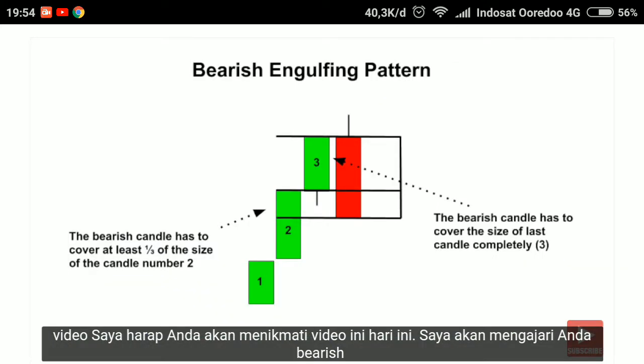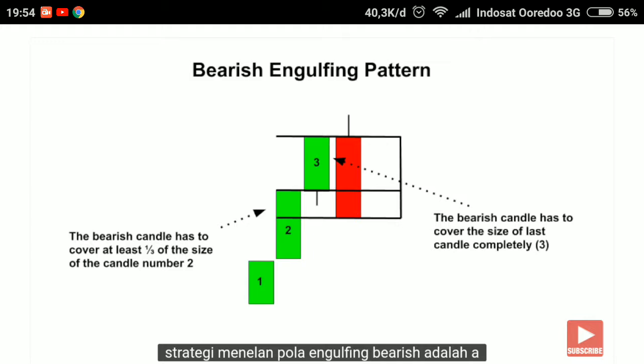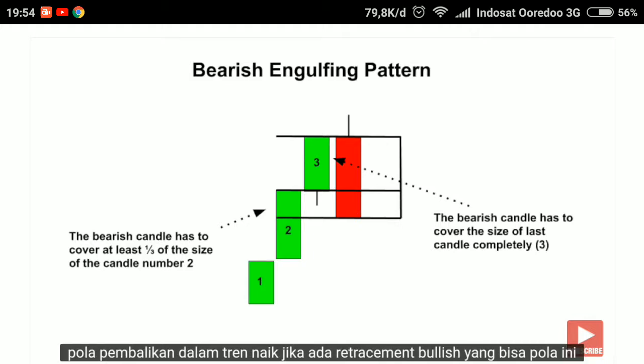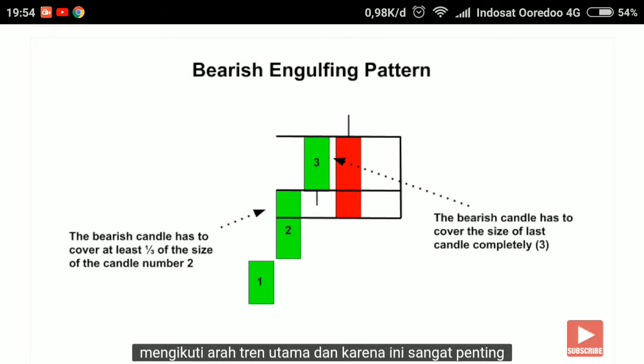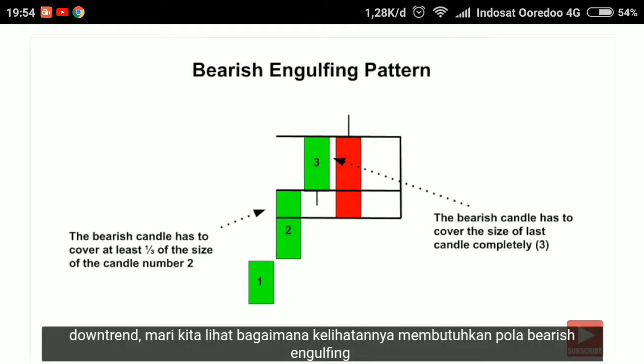Today I will teach you the bearish engulfing strategy. The bearish engulfing pattern is a reversal pattern. In uptrends, if there is a bullish retracement, this pattern can change the direction to bearish, and this will allow the trend to keep going down. In other words, if the market's price is going up, after this pattern it might go down, following the main trend direction, and because of this, it's very important that we trade the bearish engulfing strategy only if there's a solid downtrend. Let's see how it looks like.